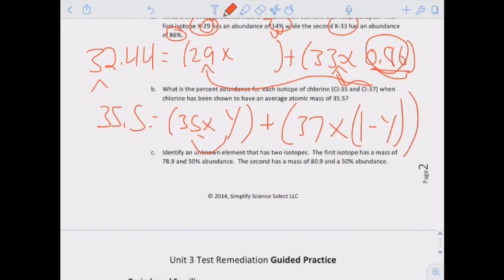On the next one, it's a little bit easier. You're just solving just like you did in A, but you're looking for an unknown element. So find the average atomic mass, look at the atomic masses on the periodic table that match it, and then you found your unknown element.